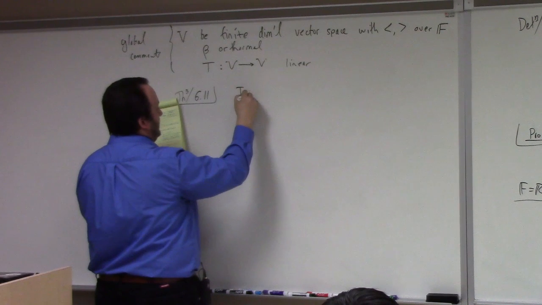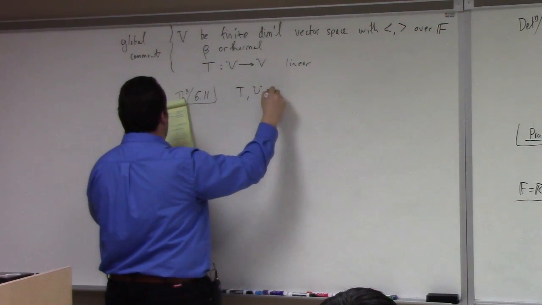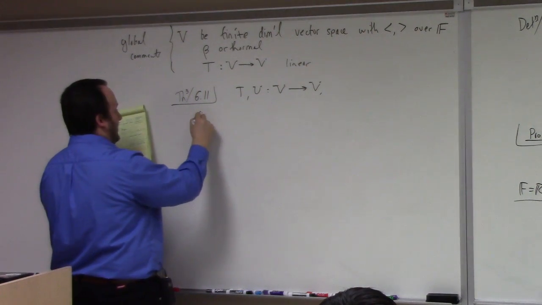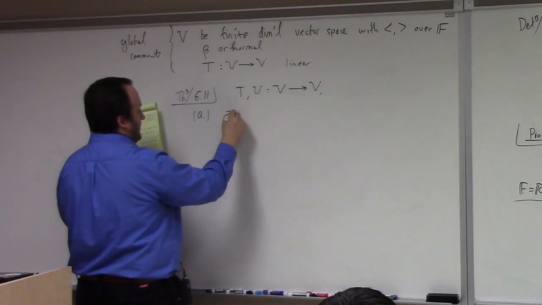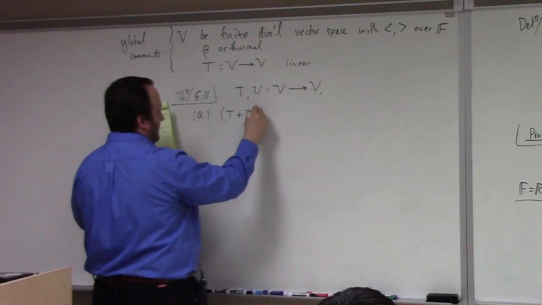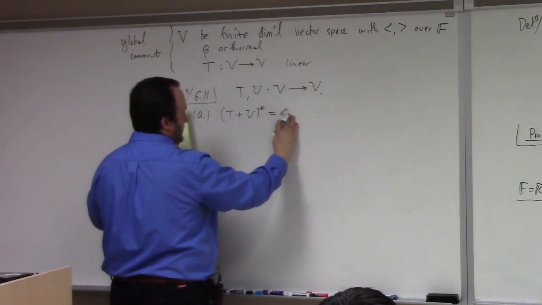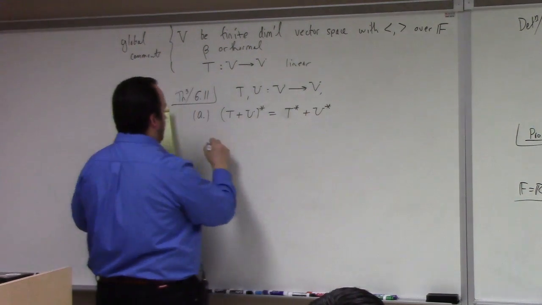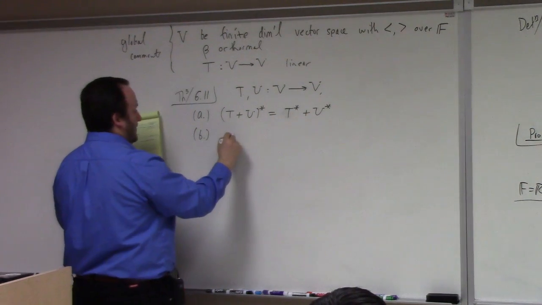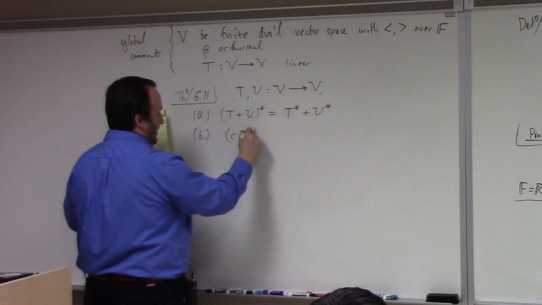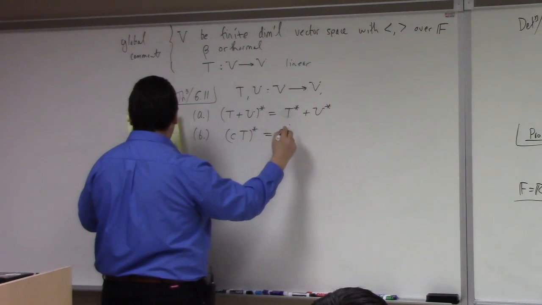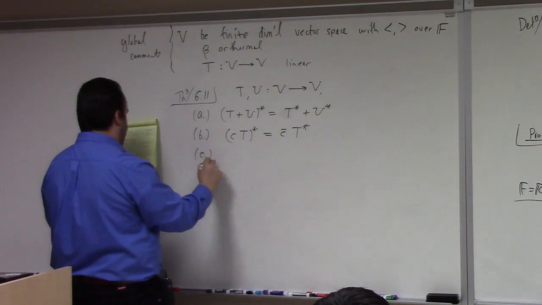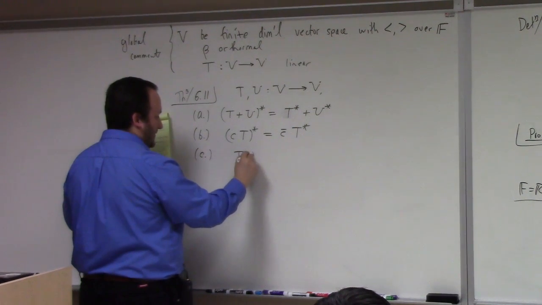So here we have T and U linear transformations. Then we have the following properties. A, the adjoint of a sum is the sum of the adjoints. B, if you take a constant times the transformation and take the adjoint of that, it's the complex conjugate of c times the adjoint. C, the same is true for adjoints of a product.